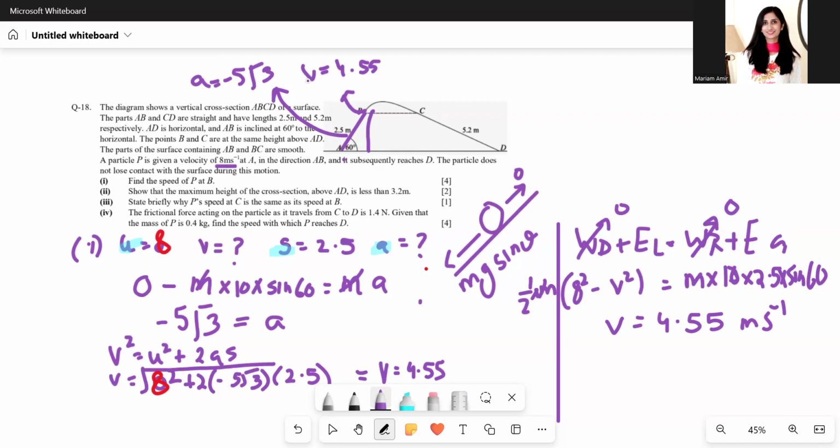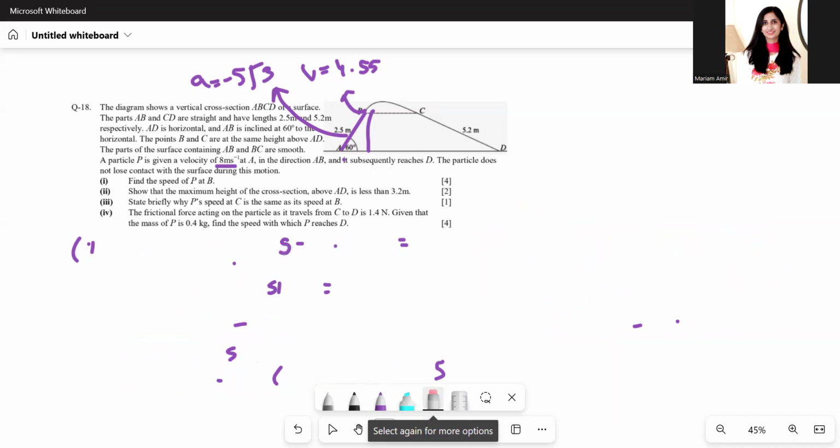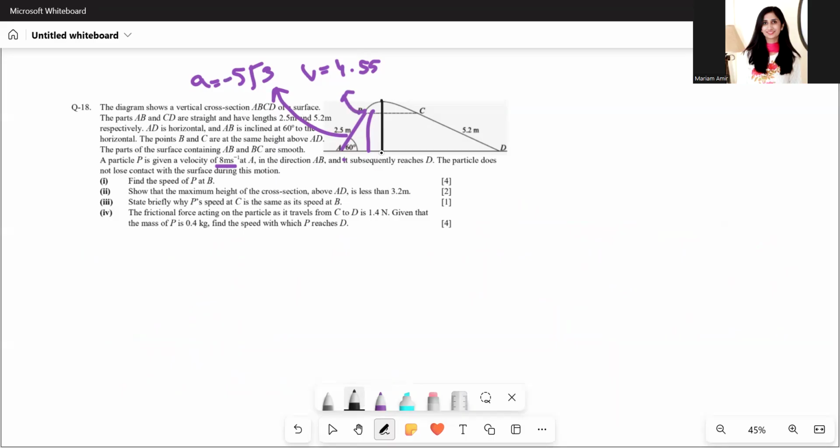Okay, part 2. Show that the maximum height of the cross section above AD is less than 3.2. Okay, let's see. Show that the maximum height of the cross section above AD is less than 3.2. This is what we have to show. Okay, how can we show that?